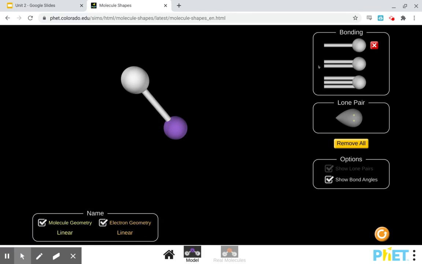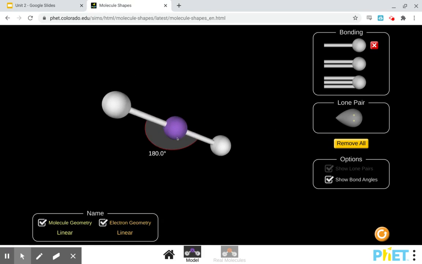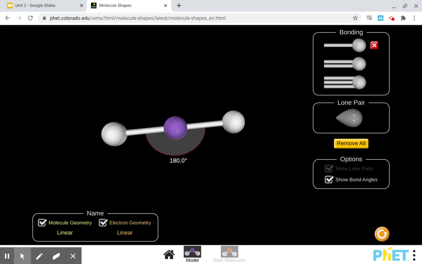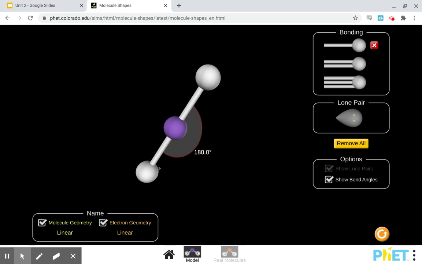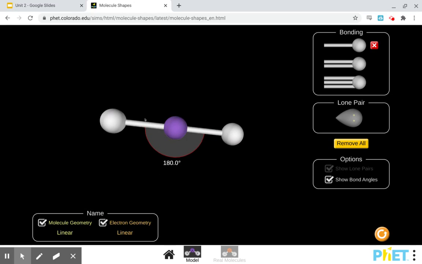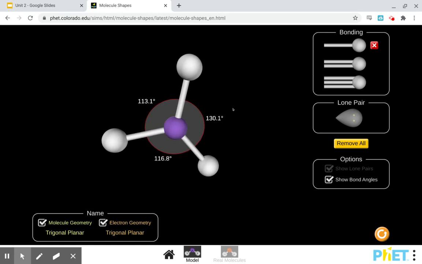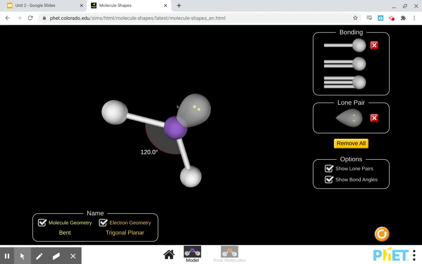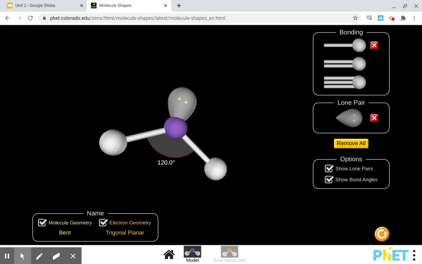Where things get different is if we start introducing lone pairs of electrons. This is where you're going to maybe want to make some notes of these shapes, and playing with these simulations as much as possible until you can actually visualize these shapes in your head is going to be of critical importance. Because if we go to this one that's trigonal planar, if we substitute a lone pair of electrons in there for one of the atoms, now the shape is bent.